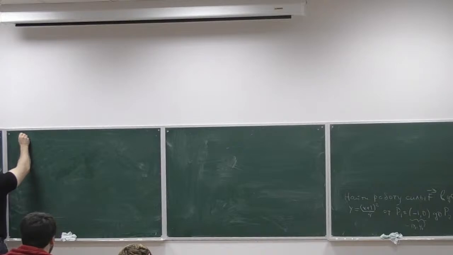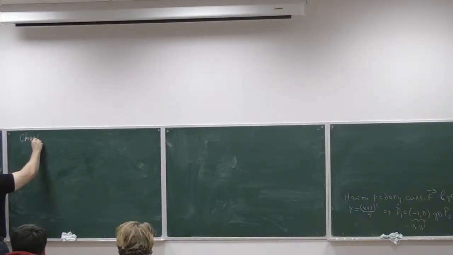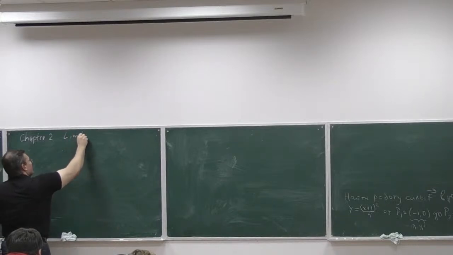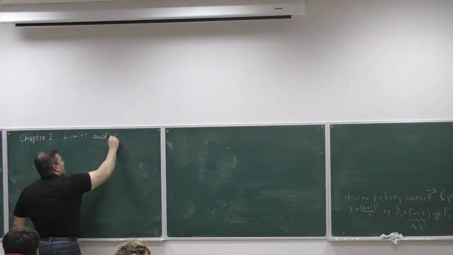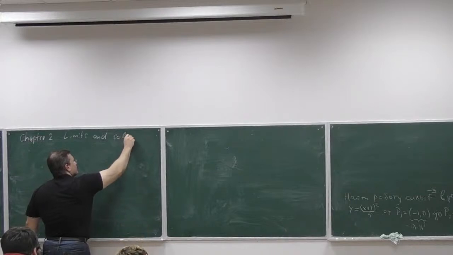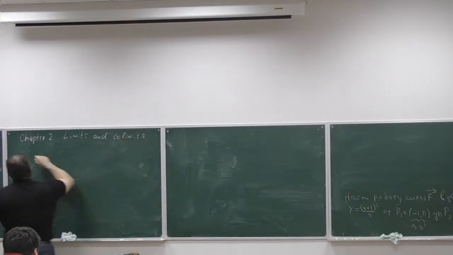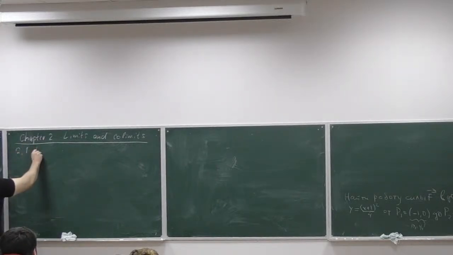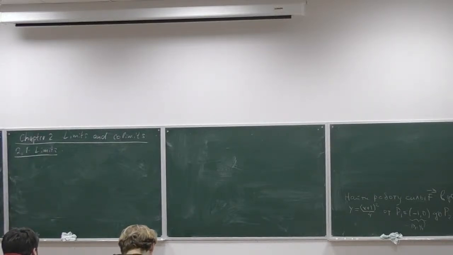Okay, so today we're going to start the second chapter of this course: limits and co-limits, two dual notions. We're going to start with the notion of limits, but we're going to go from the easy examples to the most general definition.